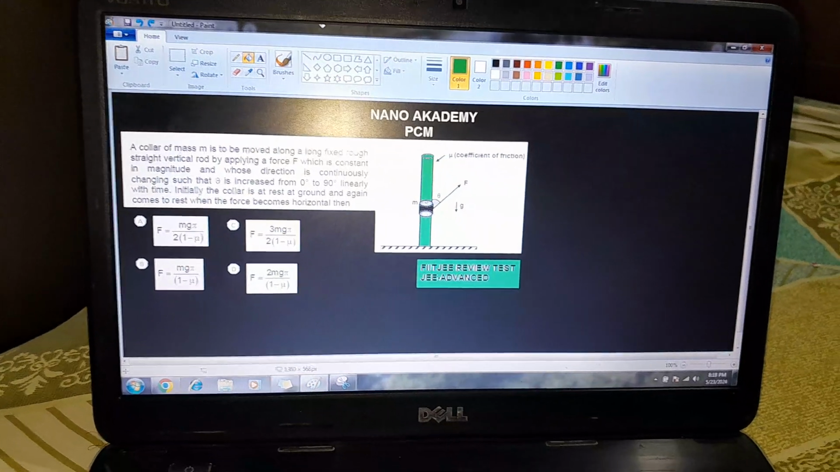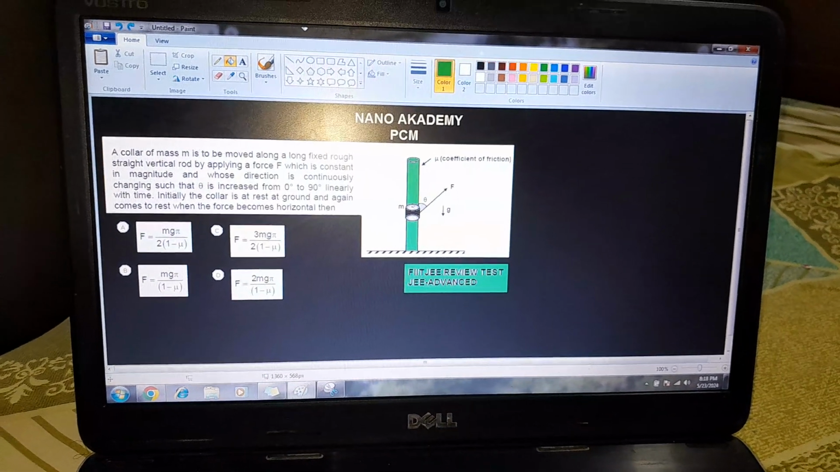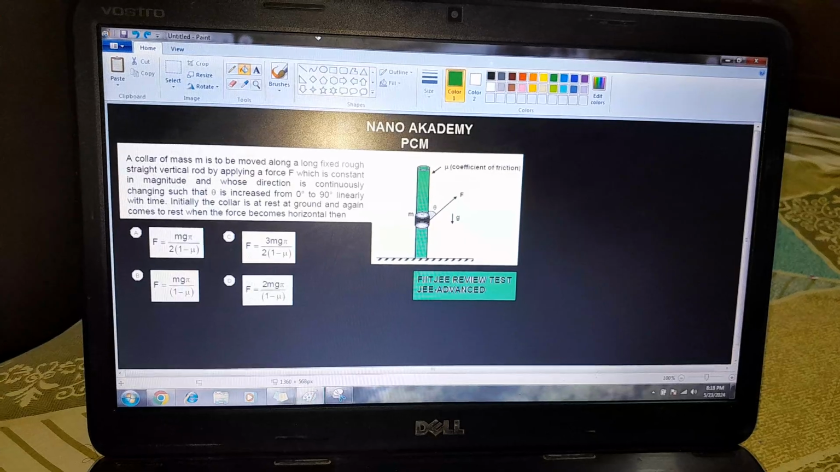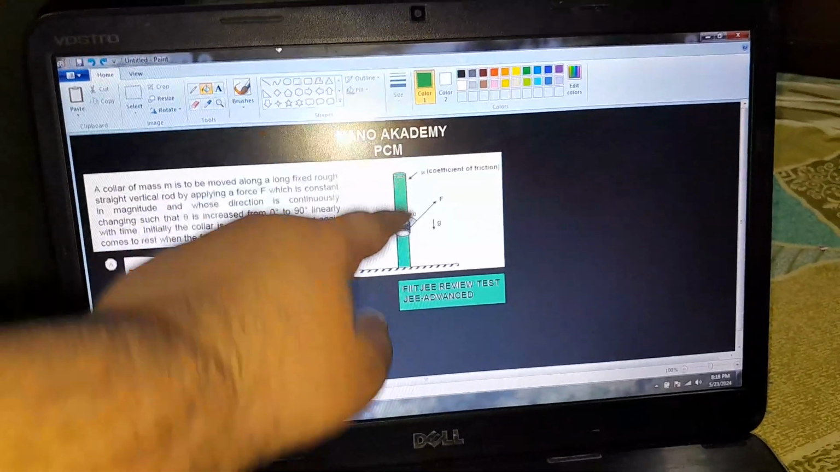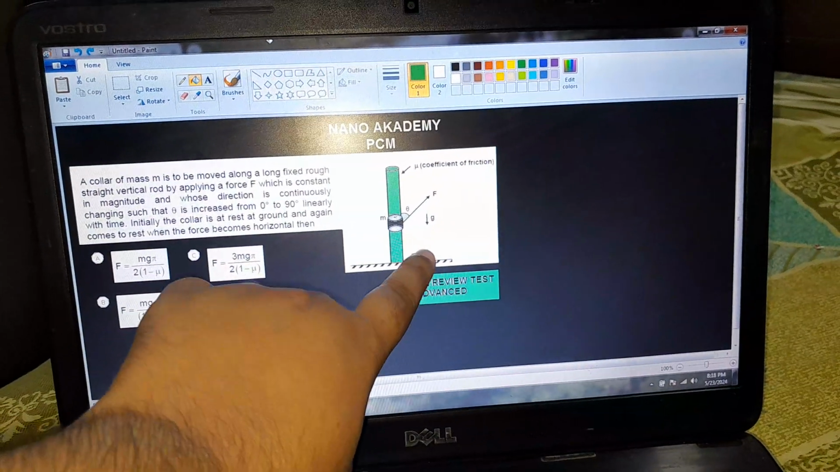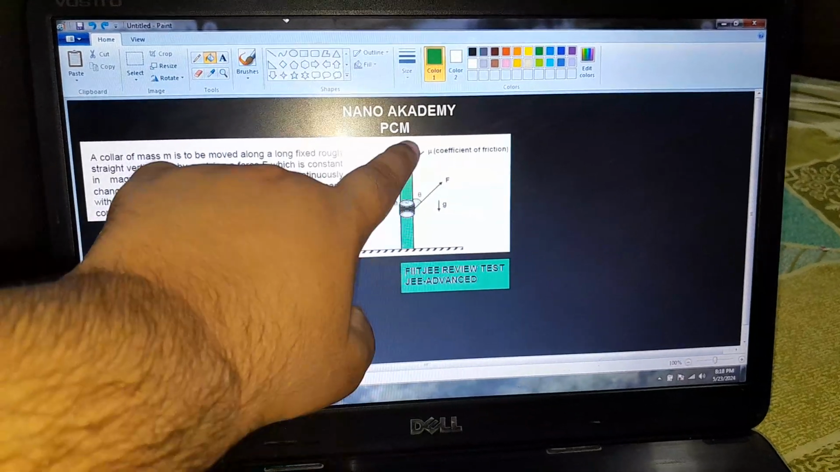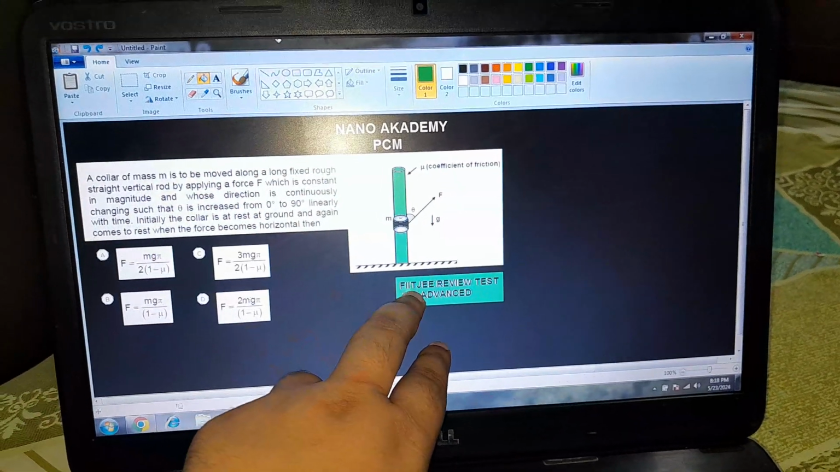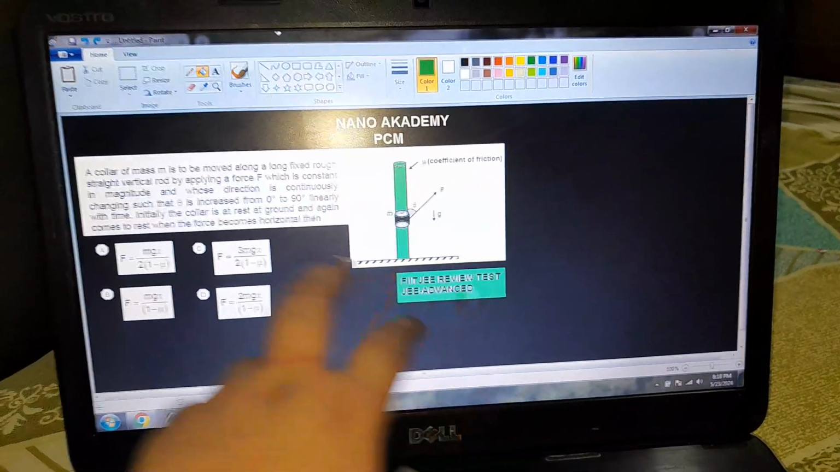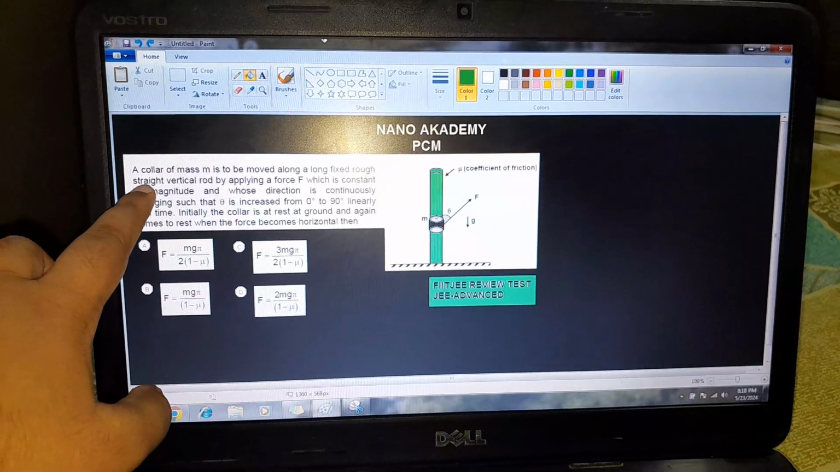Hello everyone, welcome to Nano Academy PCM, and here we are asked to find the force acting on the bead throughout the motion, where the force is changing its direction from 0 to pi by 2. This question is from the FIITJEE review test of JEE Advanced. First of all, everyone, read the question.